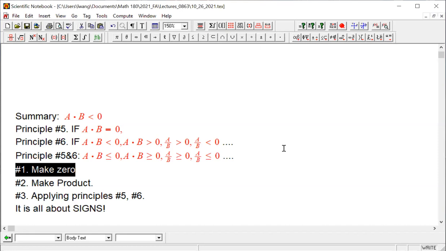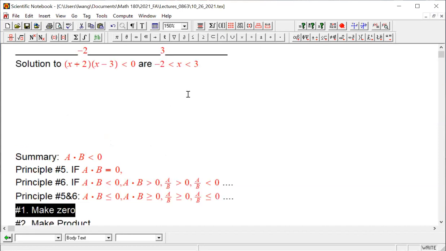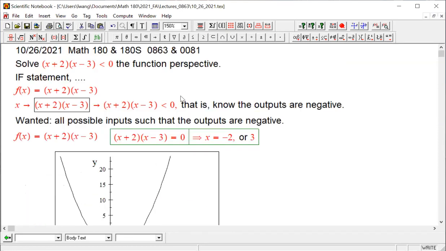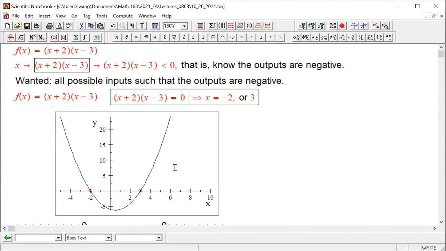Okay, so this step is making 0, then making the product, and applying principles, 1, 2, 3 steps, right? So in this case, in the function idea, you still need to make a 0. Okay, so far we haven't had to make 0 because they're already made for us. The function method still requires us to know the point of crossing. So you need to know the x-intercepts.